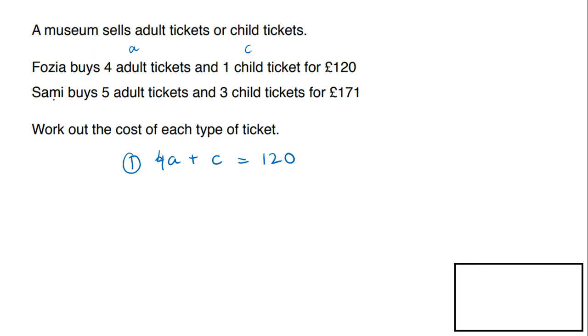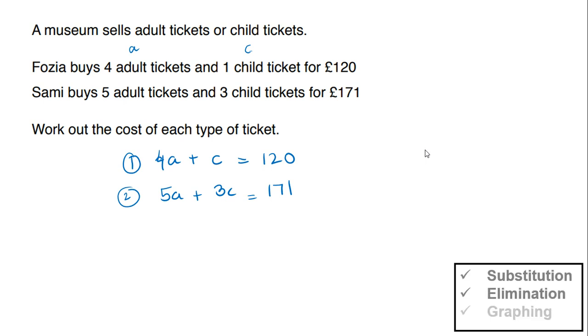Now the second one again, Sumi buys 5 adult tickets, which means I have a 5A here and 3 child tickets, that means 3C, and that equals 171. So that's my next equation, equation number 2, that is 5A plus 3C equals 171. Now there are three ways of solving this, as discussed earlier, that is substitution, elimination, or graphing.